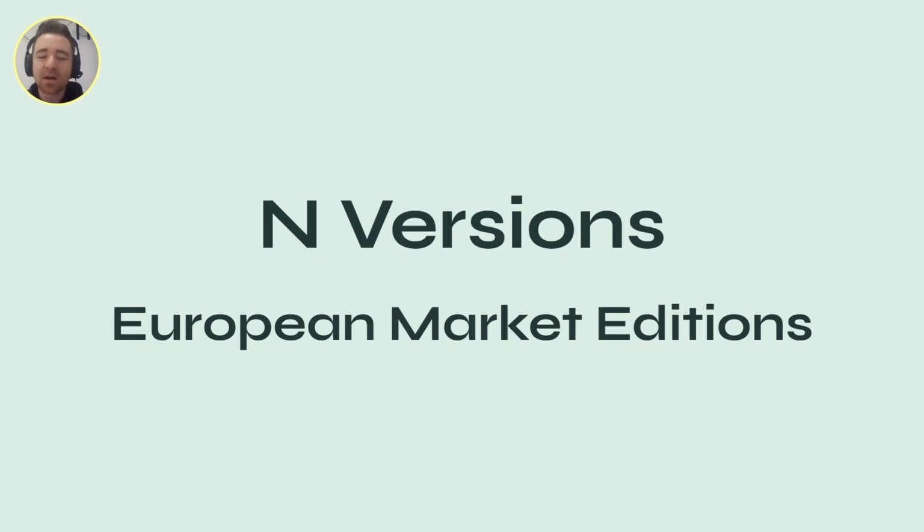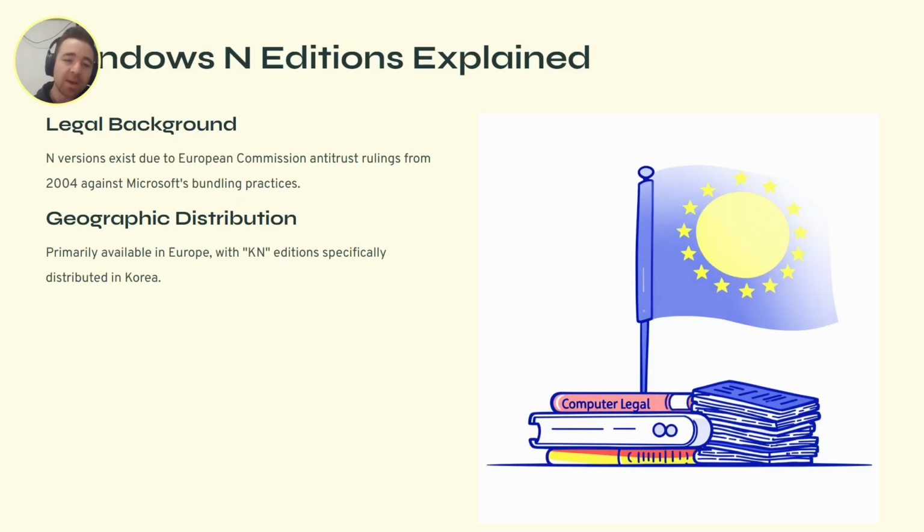What are these? These are versions of Windows specifically designed for the European market. Now, what does that mean? Let's get into it. Basically, N versions exist due to a European Commission antitrust ruling from 2004 against Microsoft's bundling practices. So bundling a lot of Microsoft-related software into the operating system download is something they frowned upon, essentially. So in Europe, you've got N editions, you've got some KN editions, specifically in Korea.